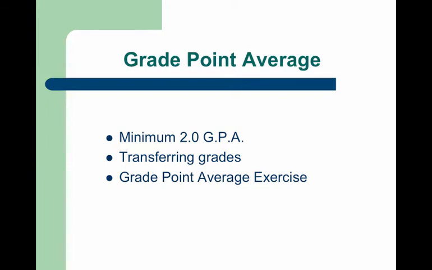So if your class is a 3 credit hour class and you get an A, that's 12 points that you'll receive for that class. If it's a 1 credit hour and it's an A, that's 4 points you'll receive. If you take a 3 credit hour class and get a D, as this example shows, that's only 3 points.